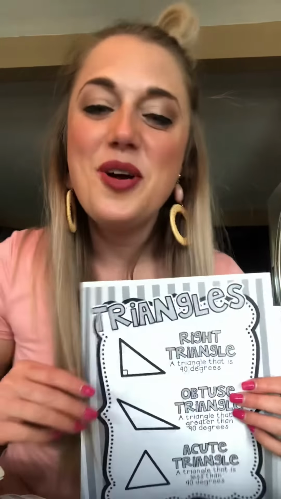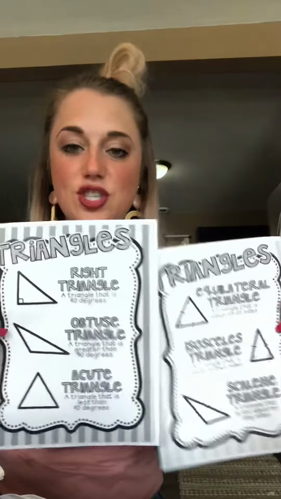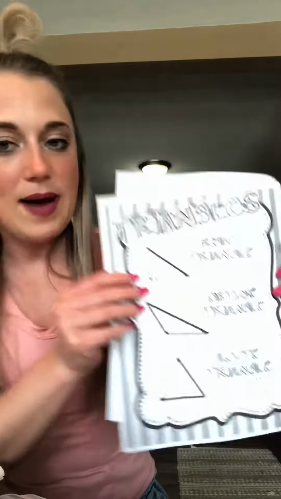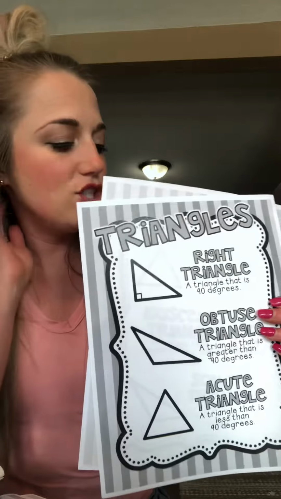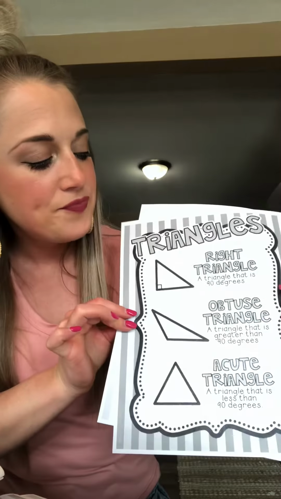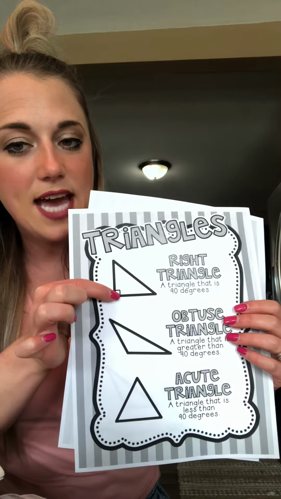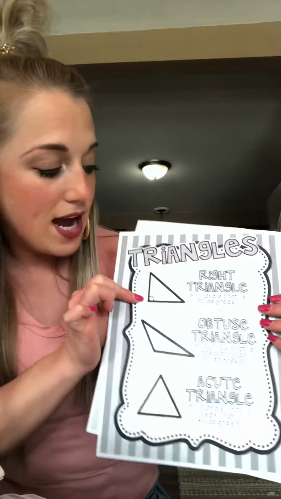Hello, hello. We're talking triangles today, and I wanted to point out that triangles can be labeled in two different ways. One way is by their angles, and the angles are like the measurement of the corners of each triangle. They all add up to 180. So if there is a right triangle, that means it's a 90-degree angle, and that is a right triangle.